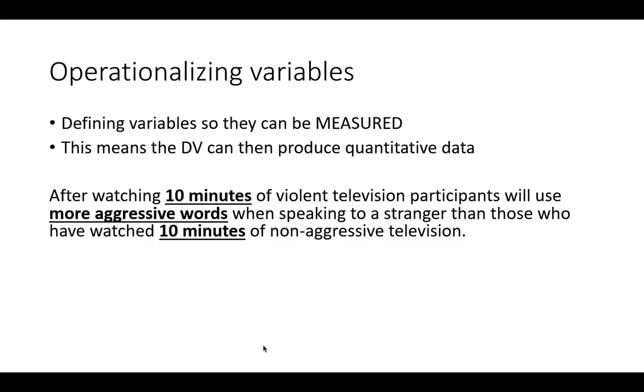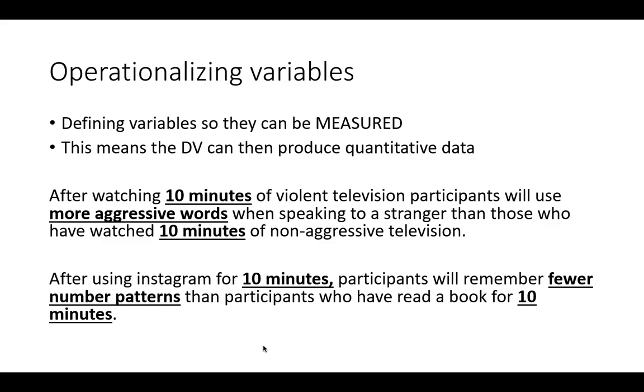You'll see here the underlined and bold bits, we've added a measurement, a quantitative measurement, a number measurement. And this means we are then going to be able to produce quantitative data. And actually, just as I'm reading that, I can make that even better because we can say more aggressive words within 1 minute when speaking to a stranger, and that will operationalize that even more.